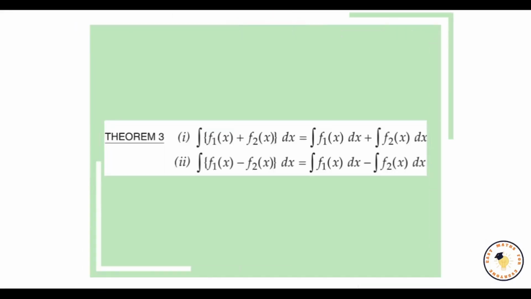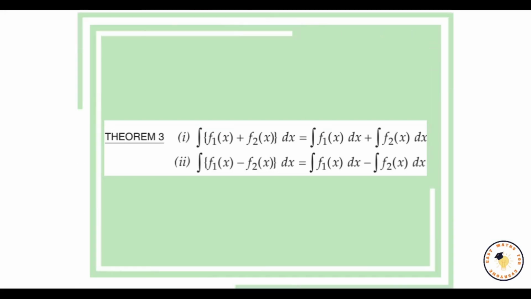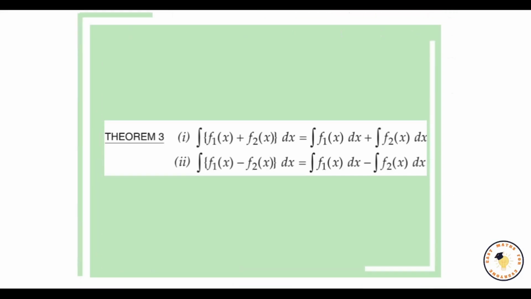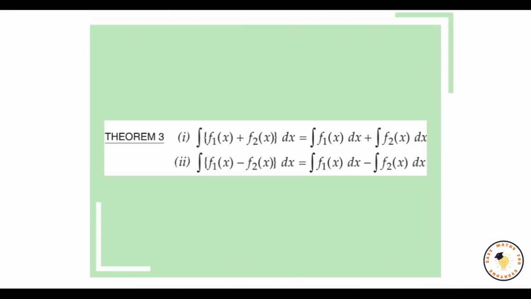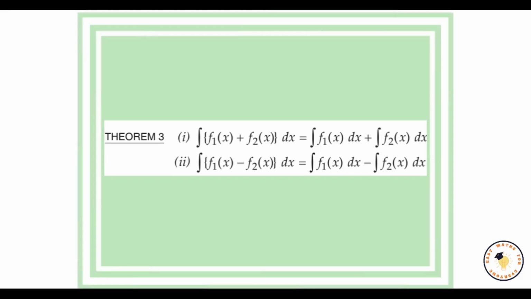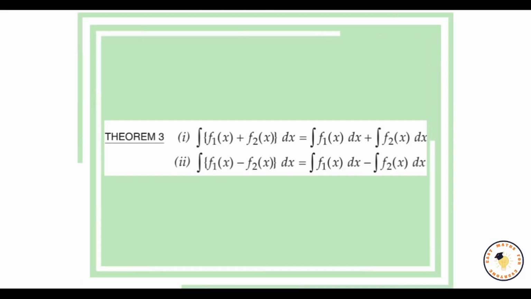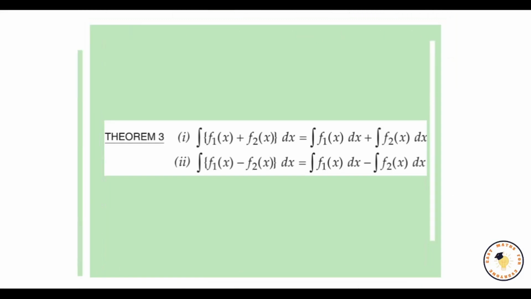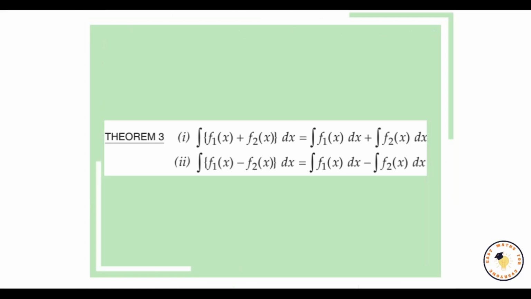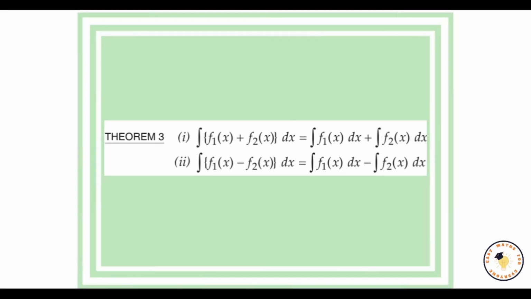Let us learn theorem number 3. Part 1 says integral of f1 of x plus f2 of x dx equals integral f1 of x dx plus integral f2 of x dx. Similarly, in the second part, we have integral of f1 of x minus f2 of x dx. This will give you integral f1 of x dx minus integral f2 of x dx. Let's see how to prove this.